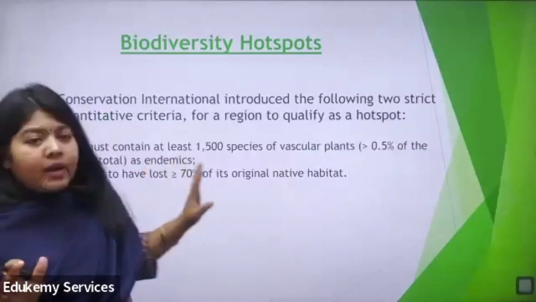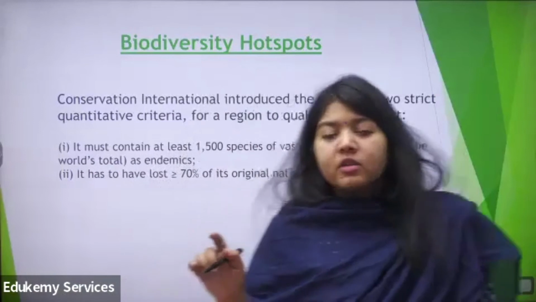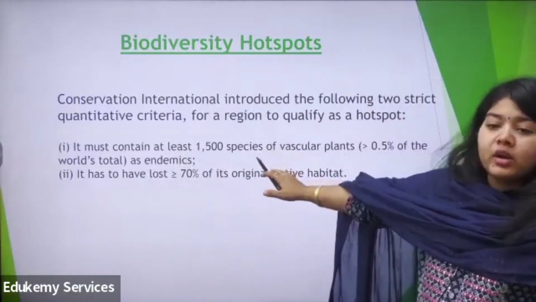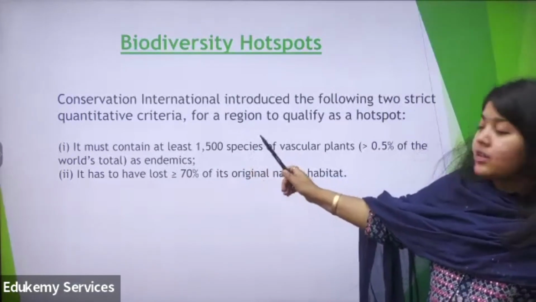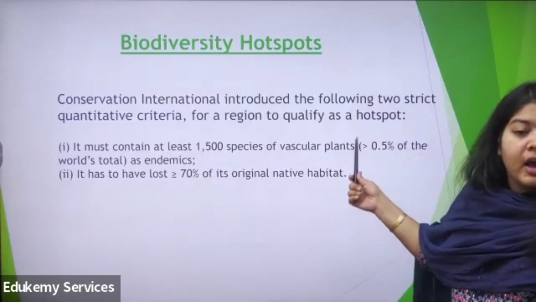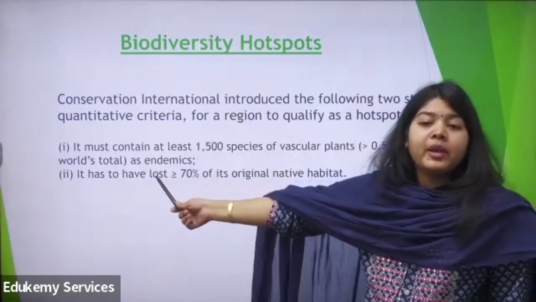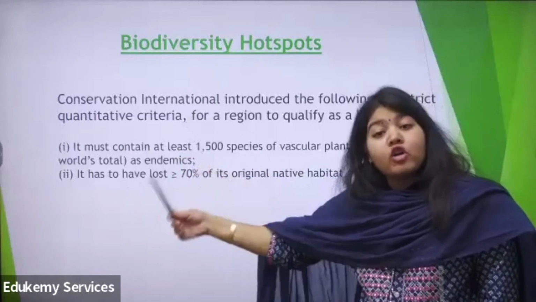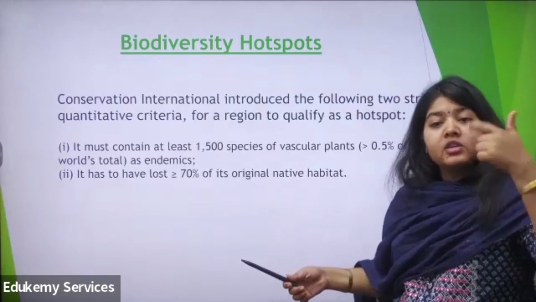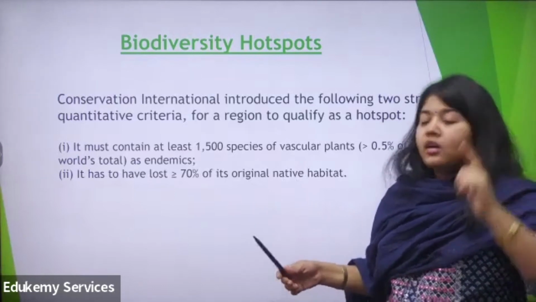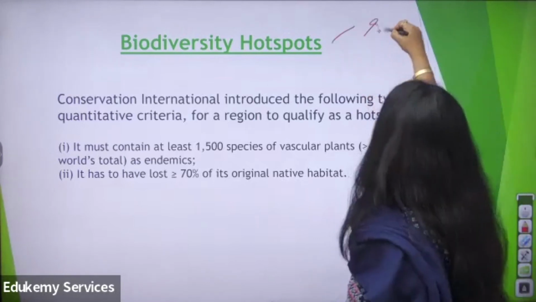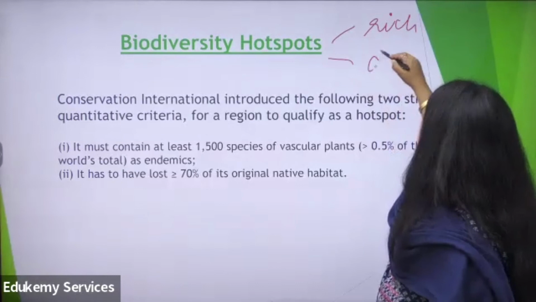All right. Do we understand what biodiversity hotspots are? These are the two conditions. They should contain at least 1,500 species of vascular plants, which have to be endemic, and the region should have lost more than 70% of the original native habitat. So one, it should be rich, and two, it should be deteriorated. If I want to remember hotspots, I should remember them by two things: has to be rich and deteriorated.